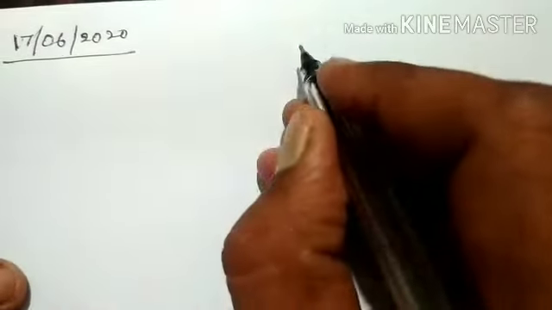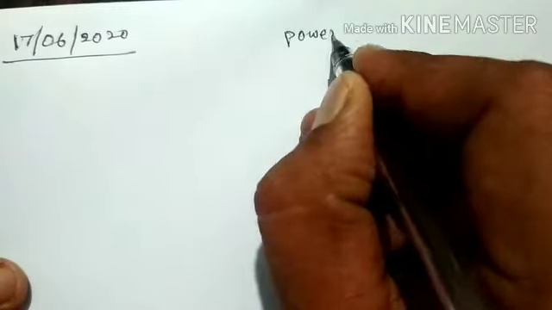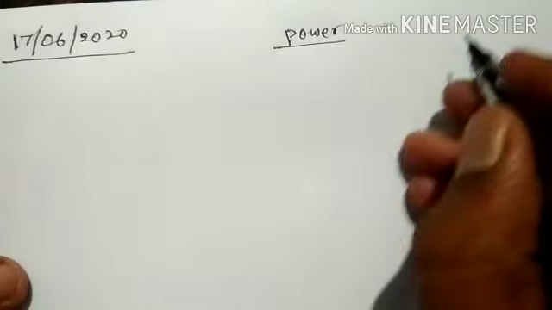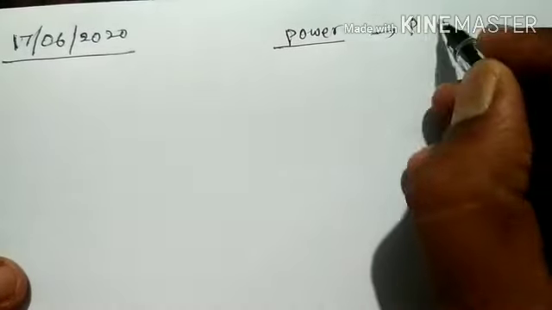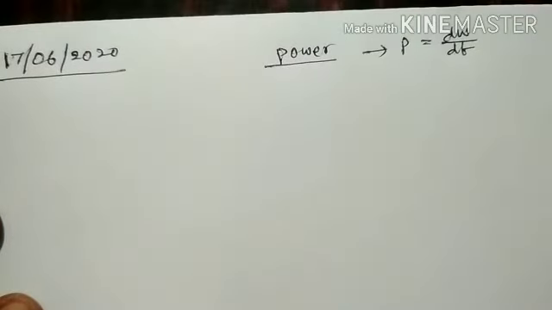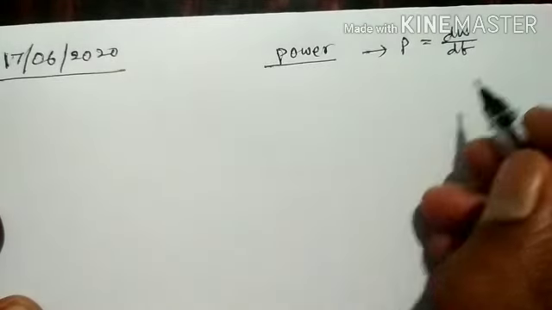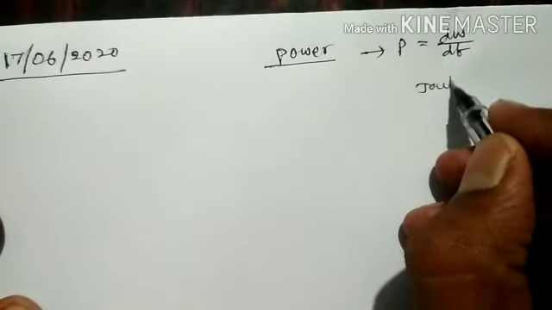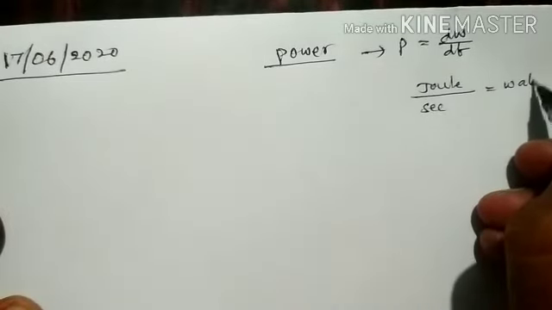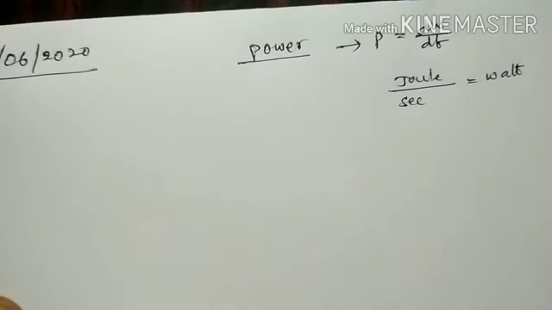Good morning all of you. In the previous classes we stopped at the topic of power. Power is the rate of doing work. So power can be written as P is equal to dW by dt. What is the unit of work done? It is joule. And the unit of time is second. Joule per second is nothing but watt. So watt is the unit of power.